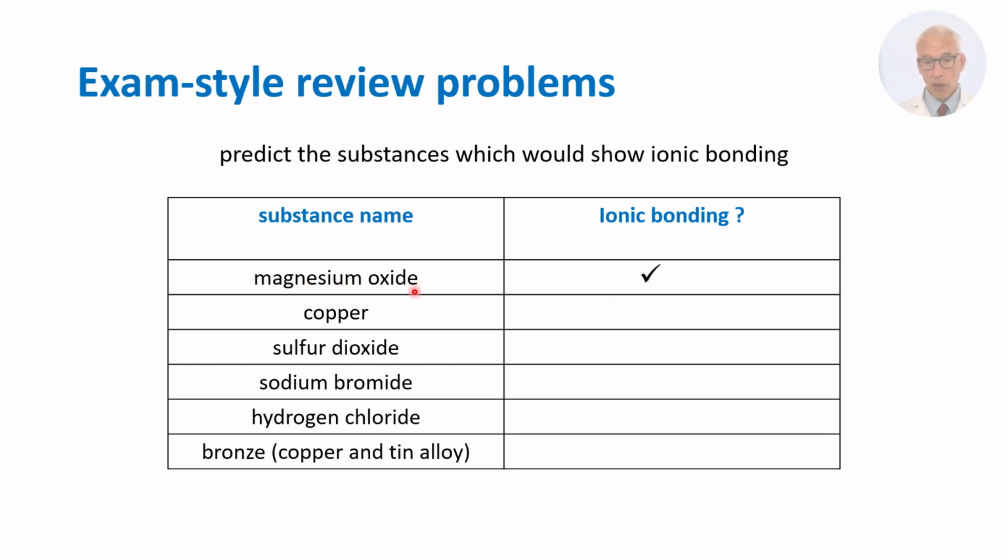Magnesium is a metal, oxygen is a non-metal. We would predict ionic bonding. Sodium is a metal, bromine is a non-metal. We would predict ionic bonding. None of the others are combinations of metals and non-metals.